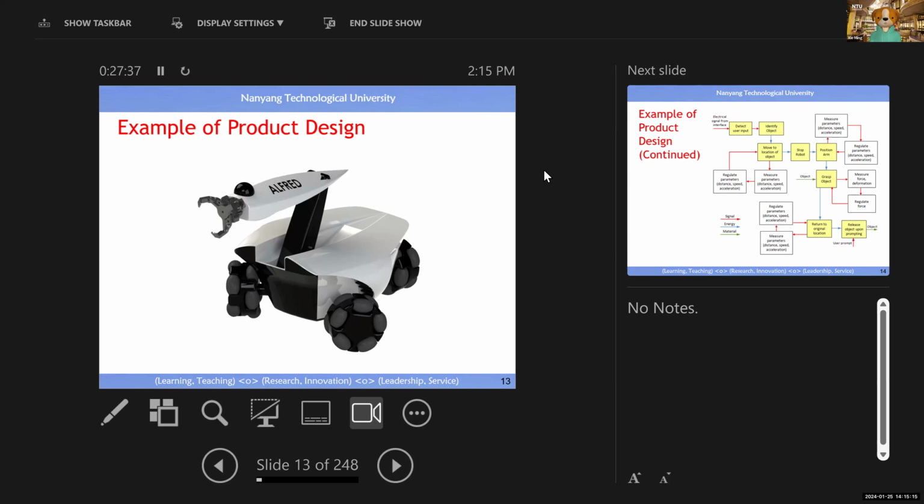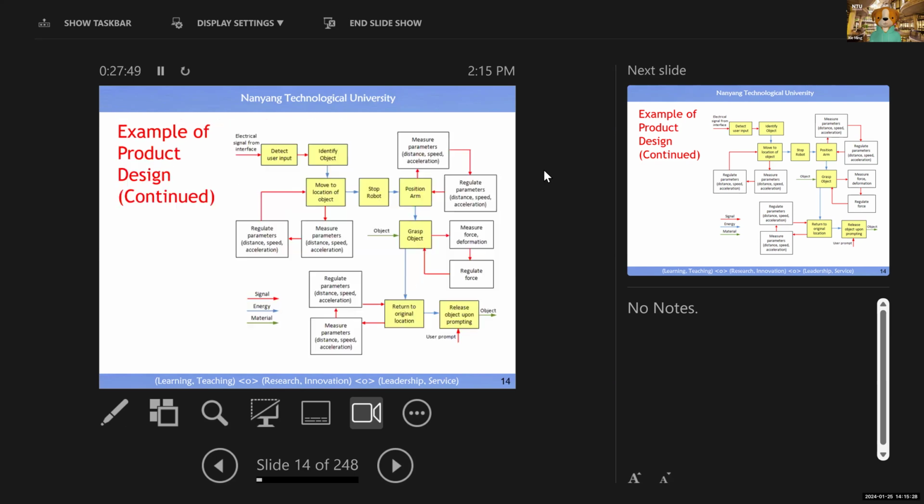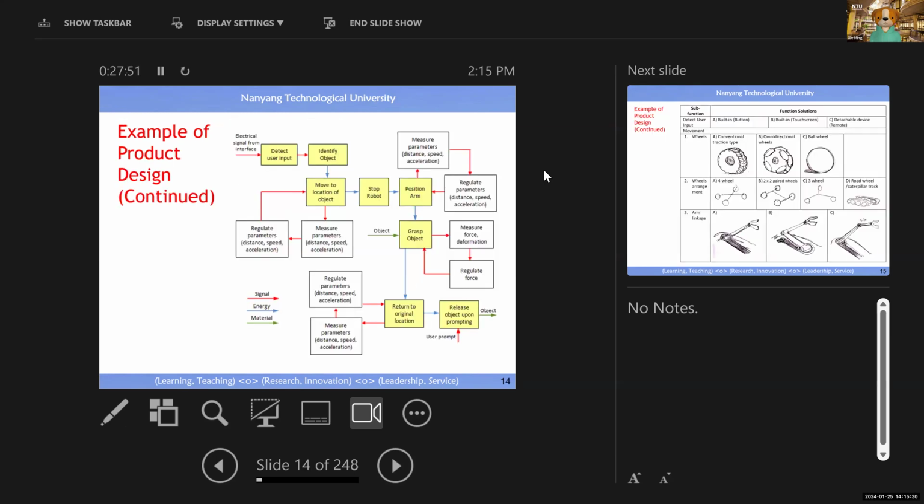new robot like this. Okay, this robot can move, has a mobile base, has an arm, right? And also has a gripper, and also has an eye, a camera, etc. Right? So then you need to list down the functionality which could be performed by the robot. You see all the yellow boxes basically indicate the functionality of this robot.